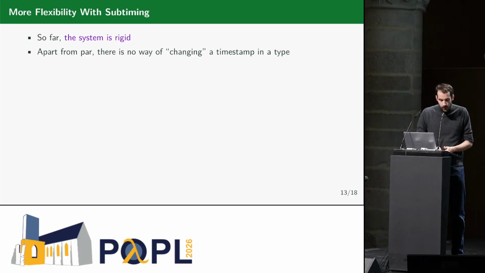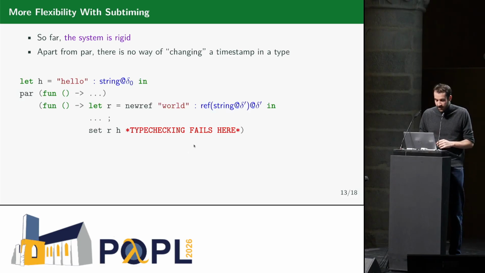So, a small remark we can make is that so far the system is very rigid. Indeed, apart from par, there is no way of changing a timestamp in a type, and that really restricts you. For example, here, if we have again our friend h, hello, a string at delta 0, if we start a new task with a par and allocate a ref r here, with a new timestamp delta prime, so it's a ref on a string at delta prime itself at delta prime, and I try to write h inside r. Here I'm stuck, the type system will fail because I expect a string at delta prime, but I have a string at delta 0, no match, too bad.